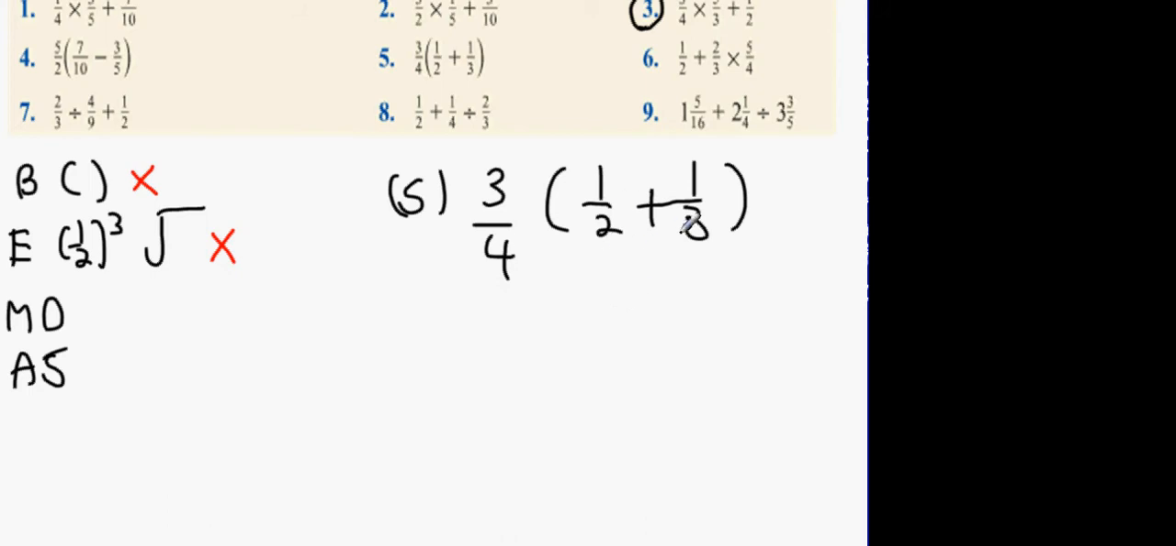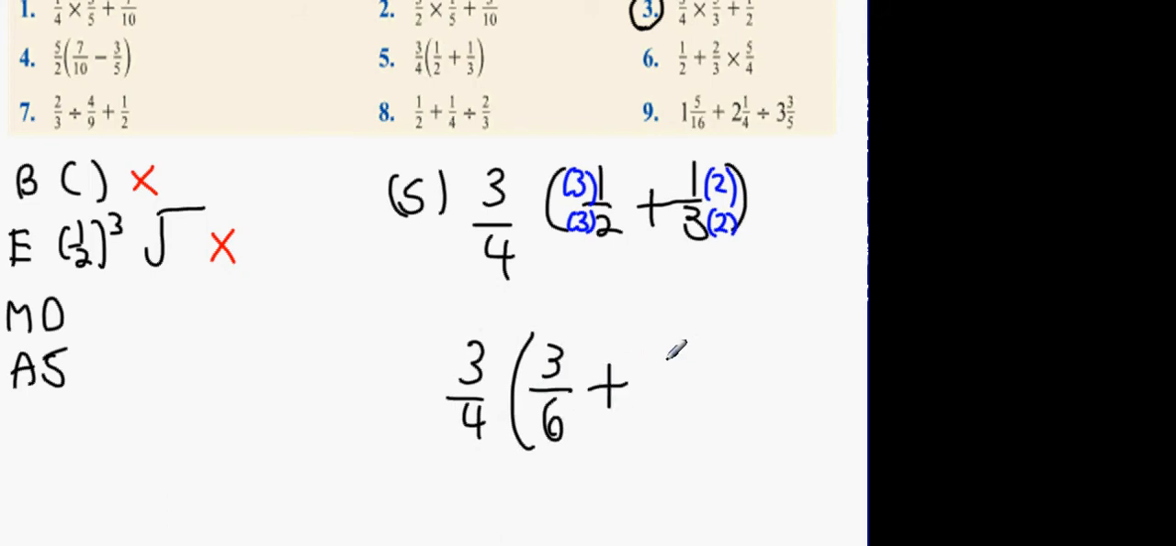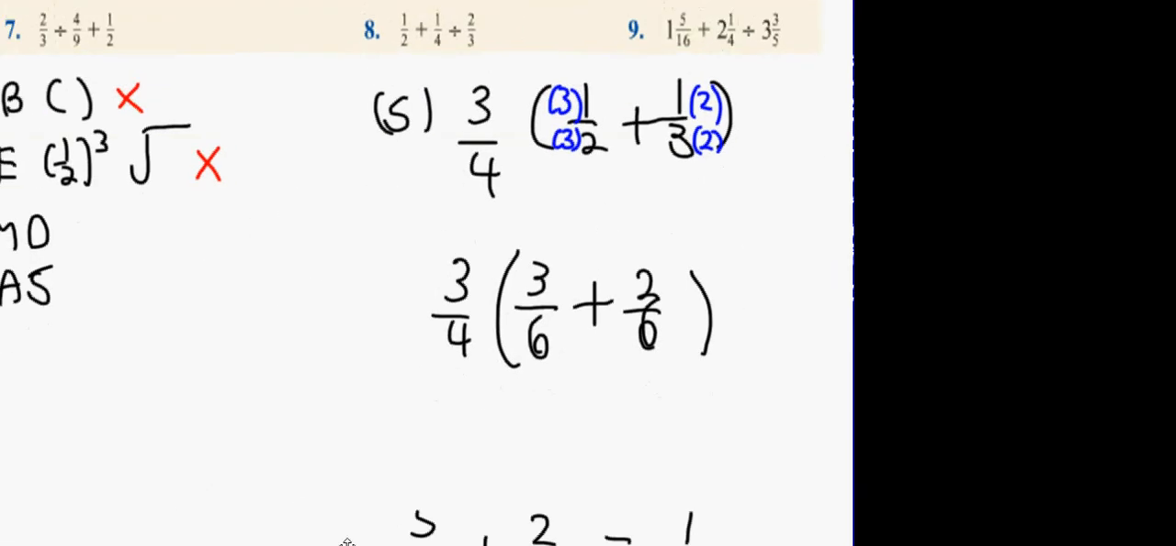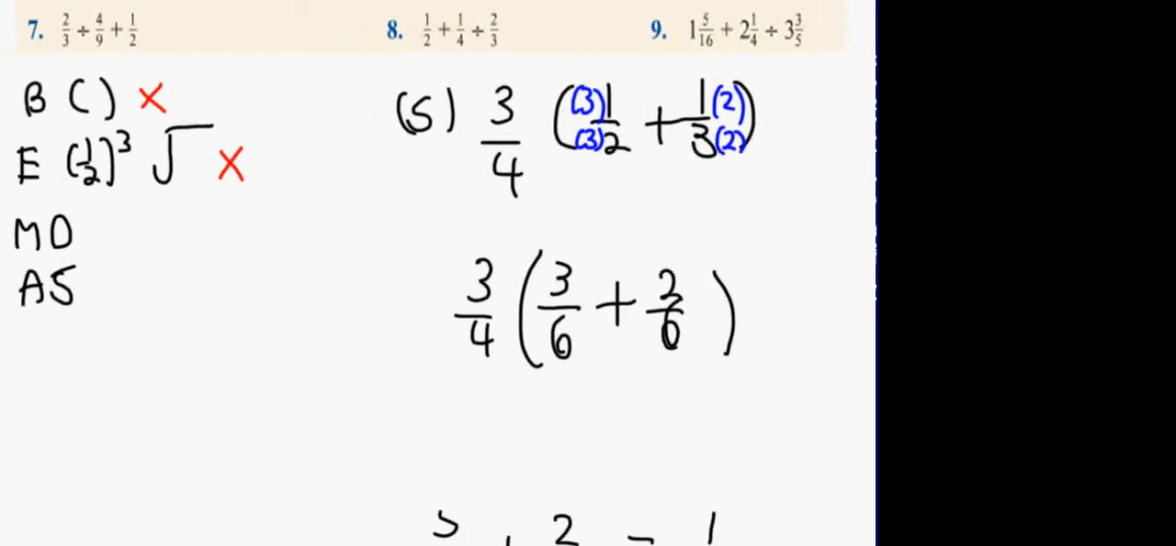What is the lowest common denominator between a half and a third? 6. So we're going to change 2. How do you change 2 into 6? Multiply the top and bottom by 3. How do you change 3 into 6? Multiply the top and bottom by 2. It's going to be 3/4 multiplied by 3 over 6 plus 2 over 6. Now finally, what's 3 over 6 plus 2 over 6? 5 over 6. So it's going to be 3/4 multiplied by 5 over 6.